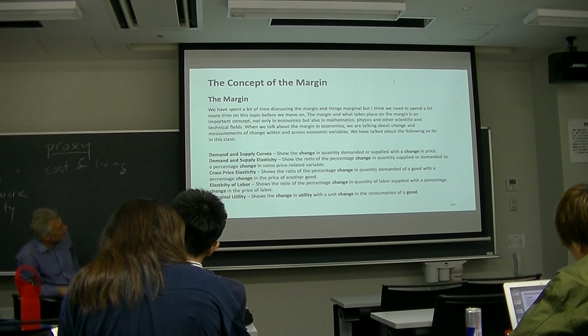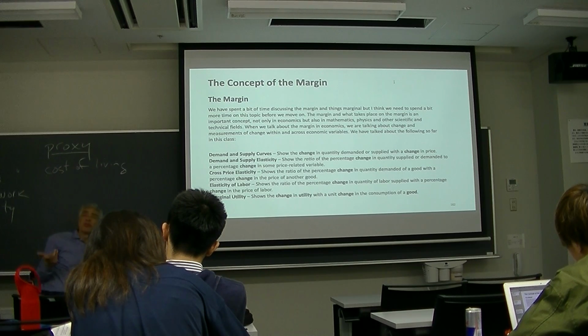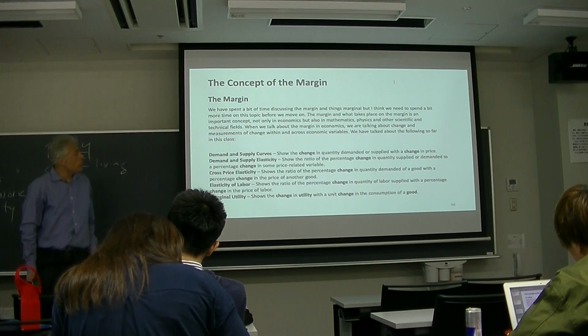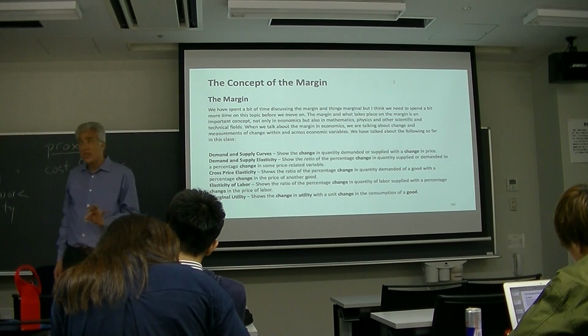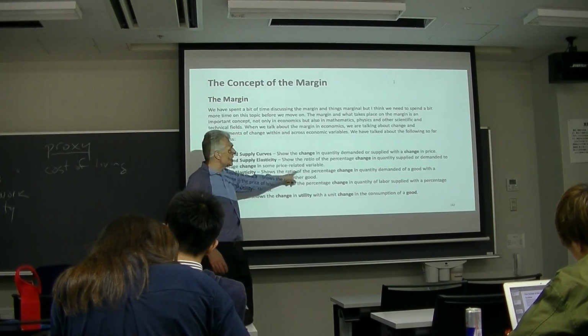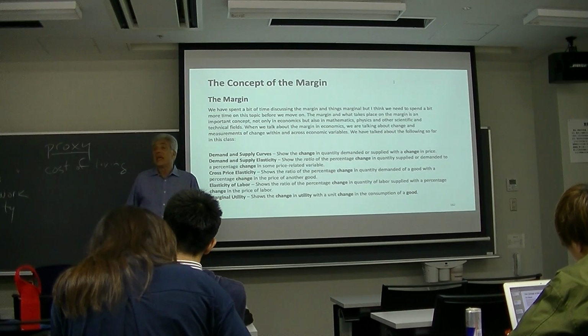If we're looking at demand and supply curves, we're interested in the change in the quantity demanded or supplied. With a small change in price, how does that change demand or supply? That's at the margin. Demand and supply elasticity, we described that. Cross-price elasticity is another one. What my point is here is that all of these are actually talking about behavior at the margin. We're seeing how people respond at the margin. Cross-price elasticity is the percentage change in the quantity demanded of a good with the percentage change in the price of another good. It's a response.